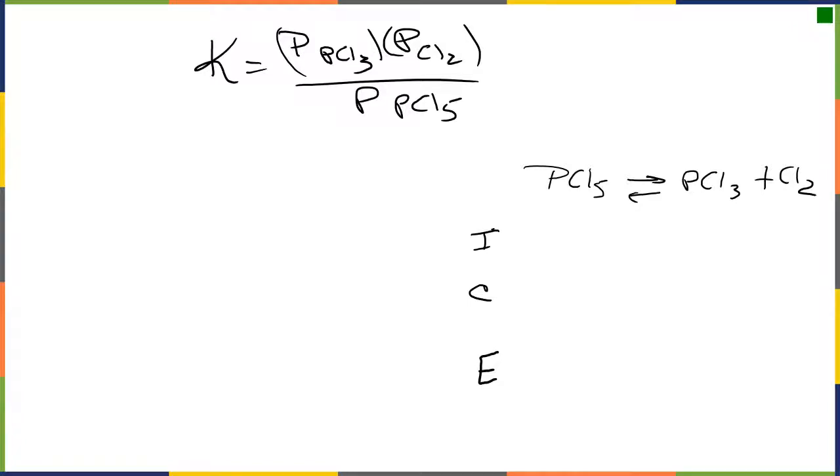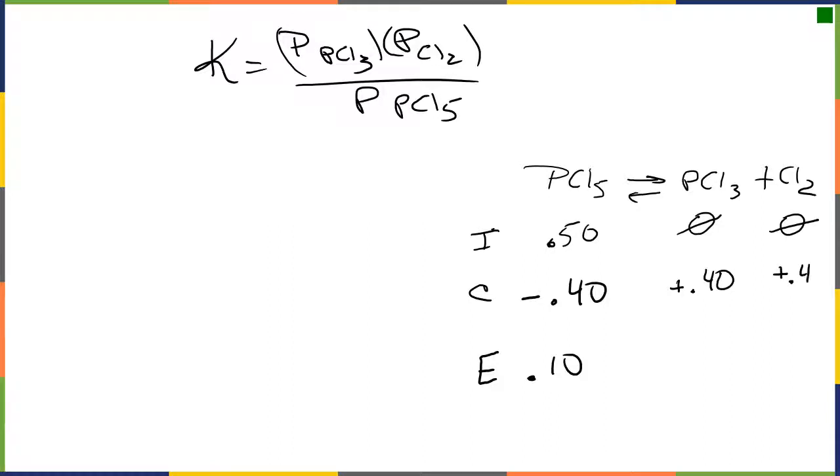We started here with a 0.5. We ended up at a 0.1. So our change is minus 0.4. If our PCl3 and Cl2 started out to be 0, and PCl5 went down by 0.4, then PCl3 has to go up by 0.4, and chlorine has to go up by 0.4. Note, if one side goes down, the other side has to go up, such that at equilibrium we now have 0.4, 0.4, and 0.1 of the PCl5.